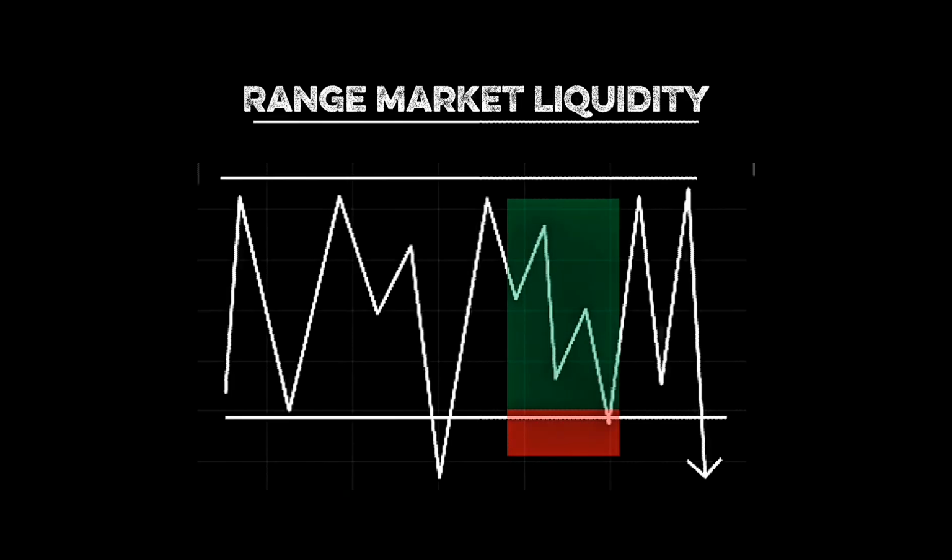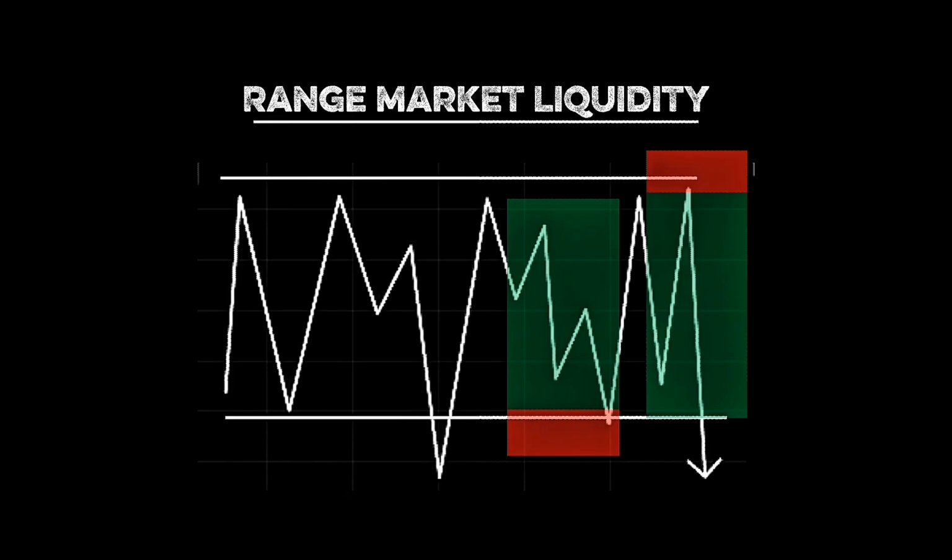Traders buy from a support and sell at resistance, and vice versa. When institutional traders step into the market, they sweep one side of the range by creating a fake-out, collect the liquidity it needs, and then move strongly in the opposite direction.